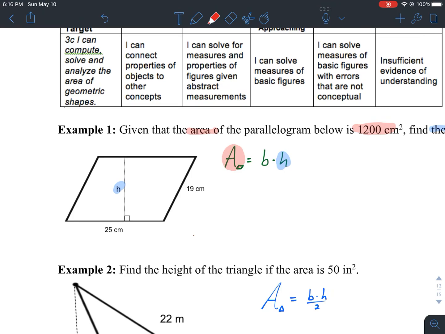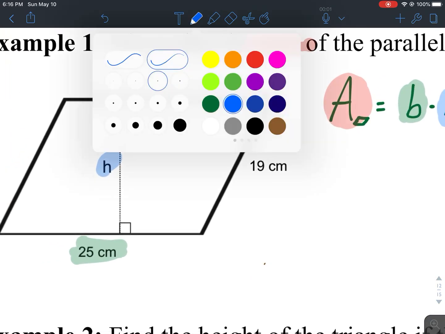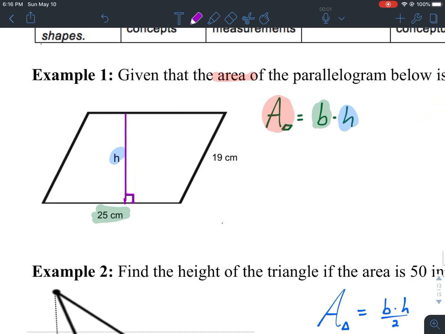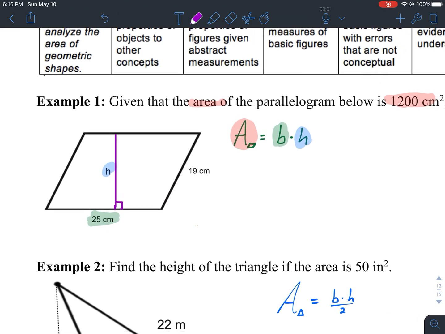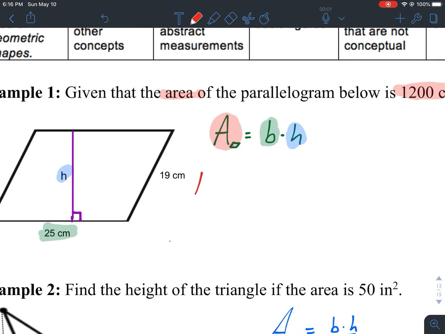And we have to identify the base. Again, the base is always going to be perpendicular to the height. So that means that the base should be 25. One of the features that we have to make sure we understand from all of this is that the base and the height are always perpendicular to each other. So once we identify all the pieces and what goes where, we can rewrite the equation.